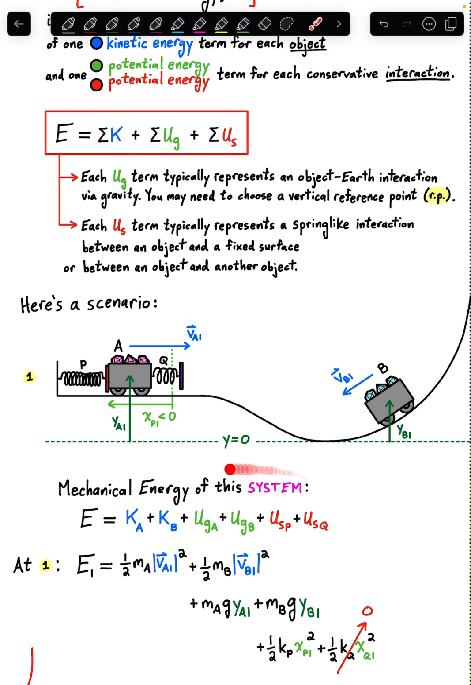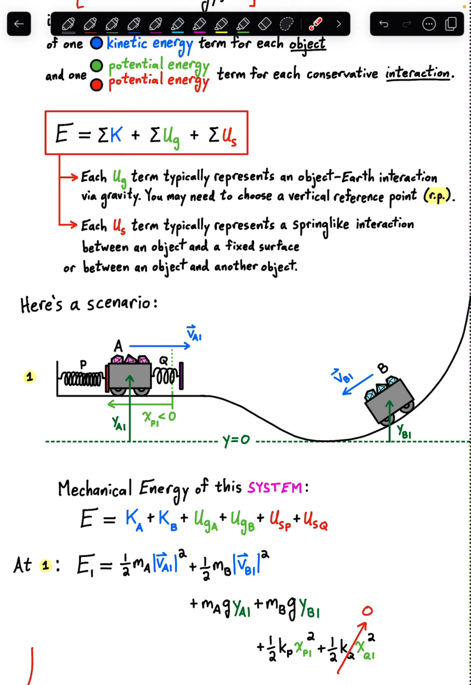So at this moment in time, we can write down an expression for the mechanical energy of this system. Here it is. It will include one kinetic energy term for each cart, one gravitational potential energy term for the interaction between each cart and the Earth, each interaction getting its own term, and then one spring potential energy term for each spring, P and Q, that could be mediating an elastic interaction between objects.